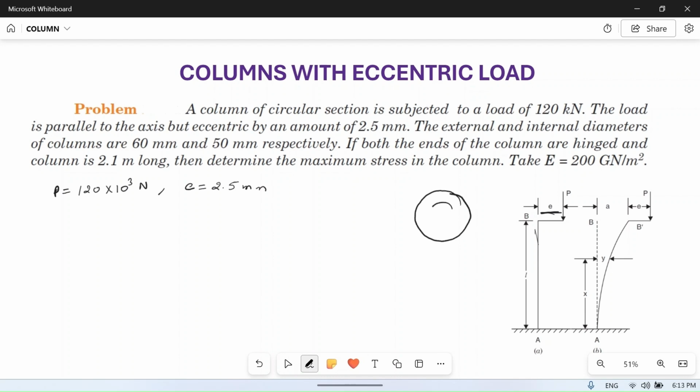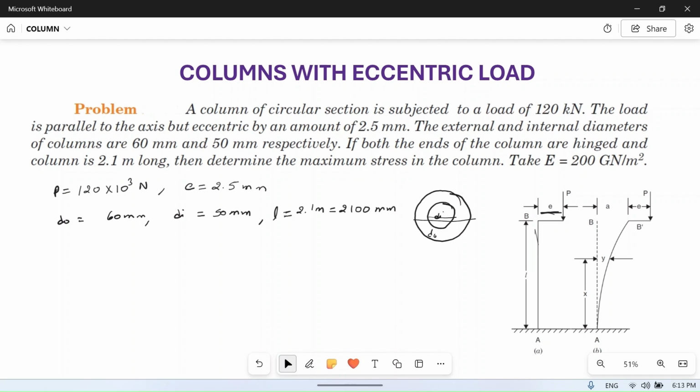The external and internal diameters of the column are 60 and 50. So this is the cross section, and this is DO, the external diameter, and DI, the internal diameter. So DO is 60 mm, DI is equal to 50 mm. If both the ends of the column are hinged and the column is 2.1 meter long. Okay, so length is equal to 2.1 meter, which is equal to 2100 mm.